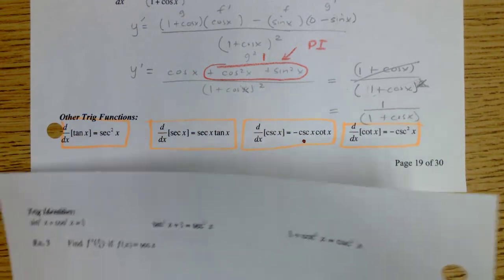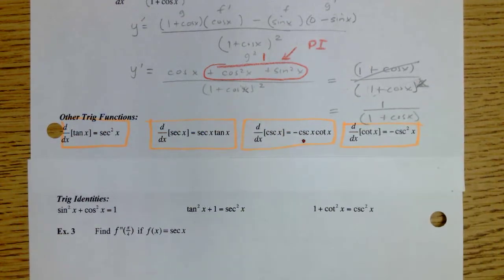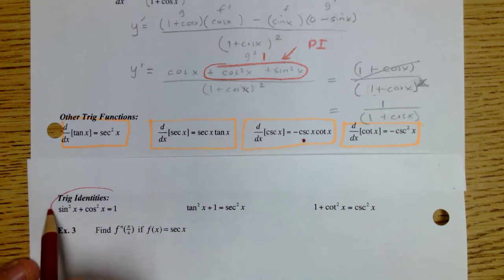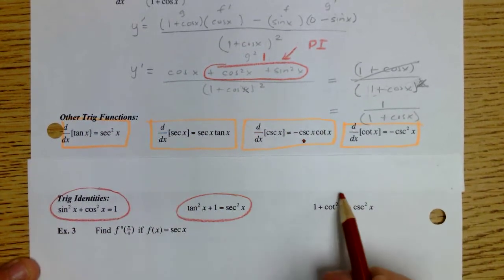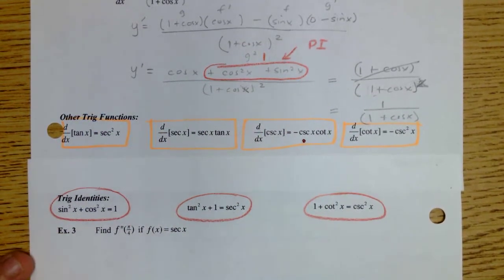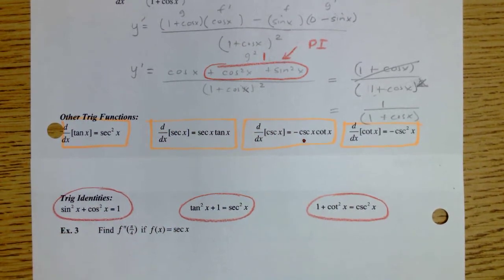I'm also going to set up here while you're copying those down. On the back of the page, we have our trig identities. So these are the ones I just used: cosine squared x plus sine squared x equals 1. Just in case you forgot them, I do have them written here if you want to jot them down. They may come up.